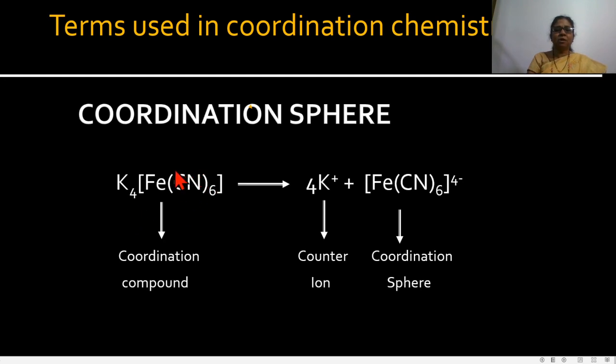When the coordination compound is dissociated, it forms the positive ions and this complex ion. This complex ion is called the coordination sphere, and this positive ion is called the counter ion. That means it dissociates as counter ion and coordination sphere.